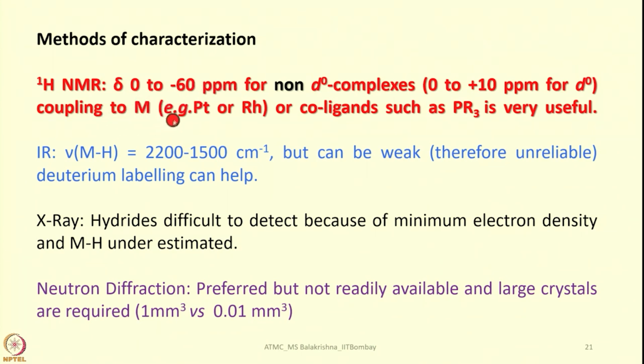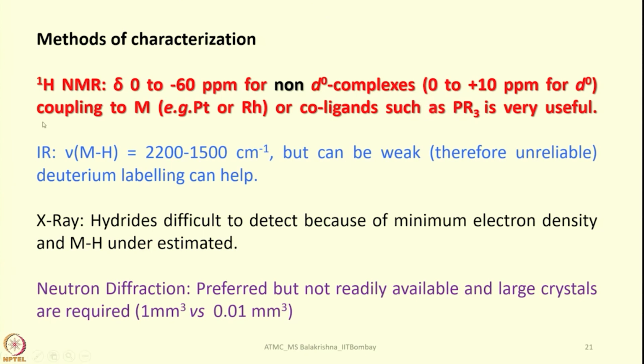And once again, if you have an NMR active nucleus such as platinum or rhodium, this coupling also comes very handy in characterizing these compounds. And also sometimes if you have co-ligands which are also NMR active, for example fluorine or even phosphorus, 31P, nuclear spin I equals half, and it is also 100% abundant. So, this also comes very handy in observing phosphorus to hydrogen coupling.